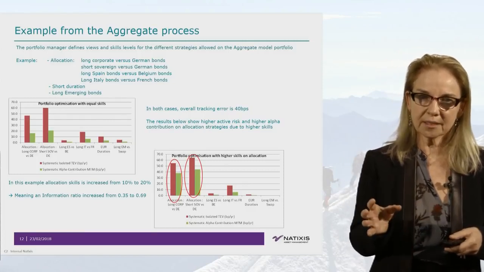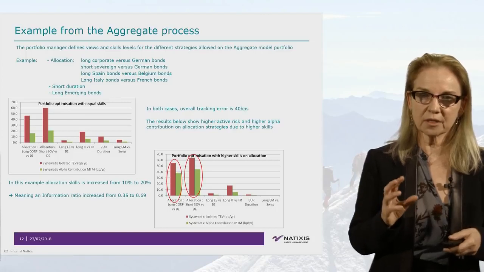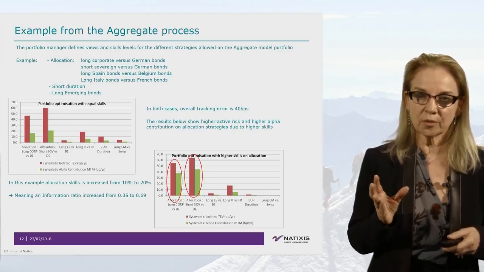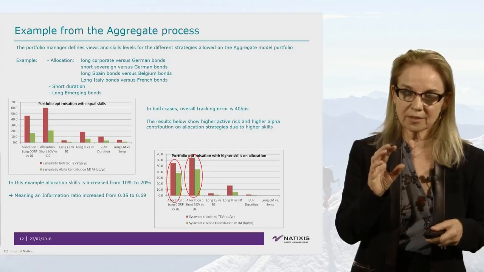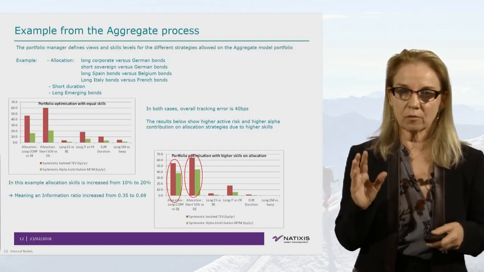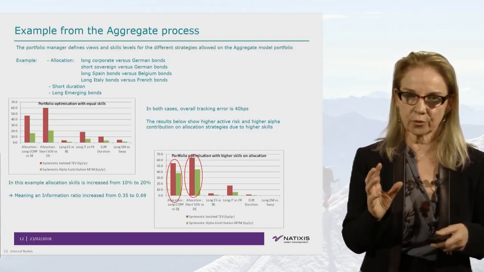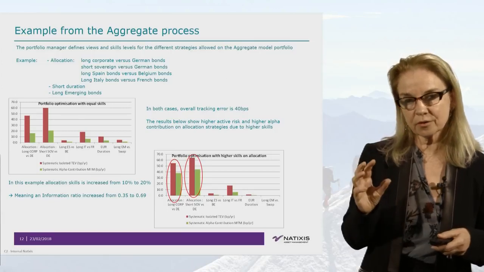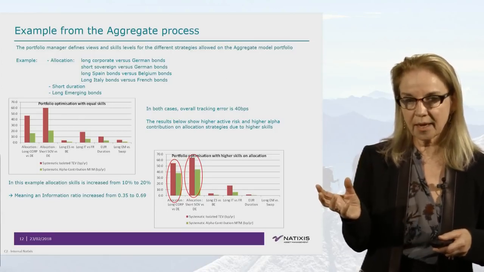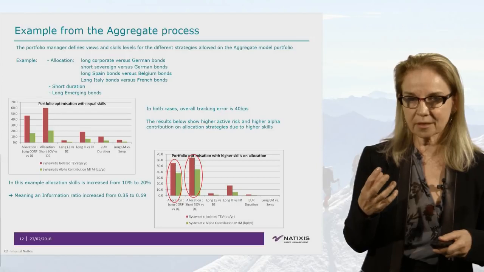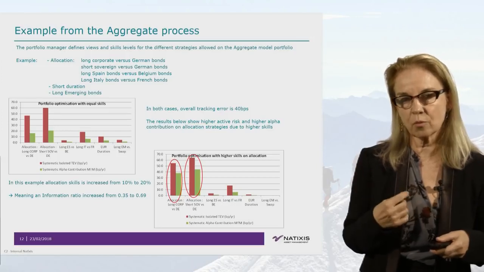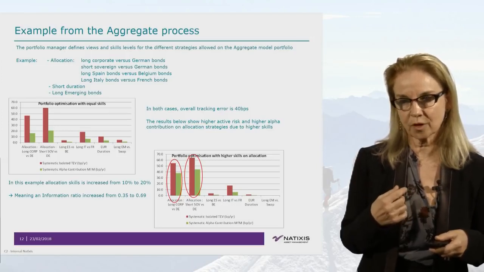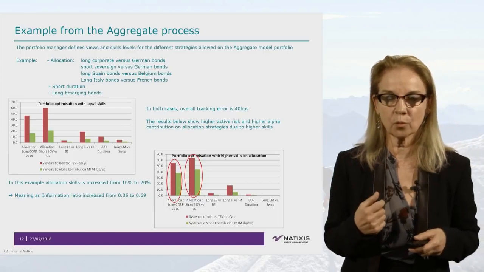And in both cases, the overall tracking error is 30%. So it shows that with the same level of risk, you can have very, very different portfolios with very different risk contributions, and obviously different alpha contributions and a different global alpha for the portfolio. It illustrates the way we do it.